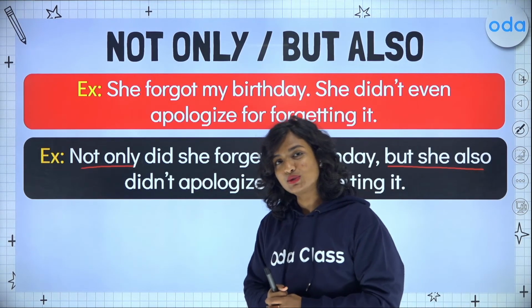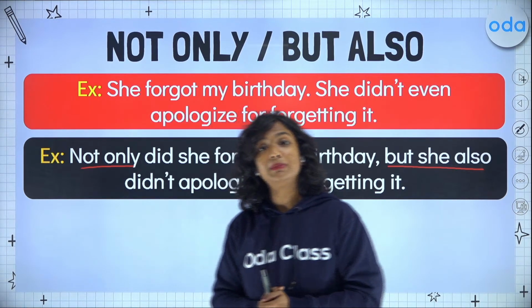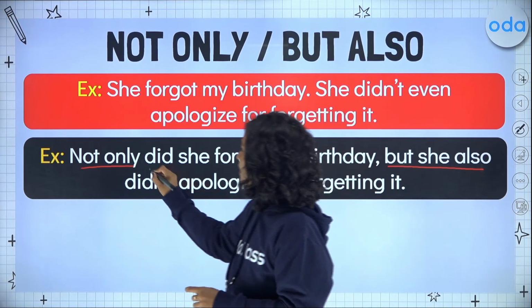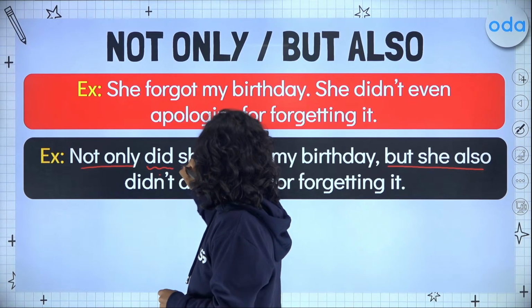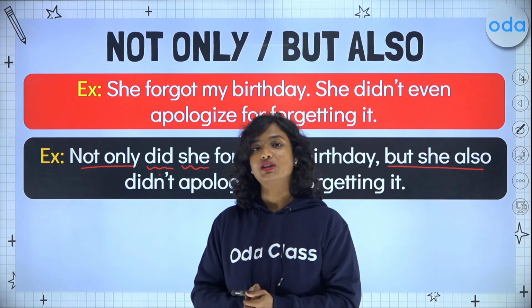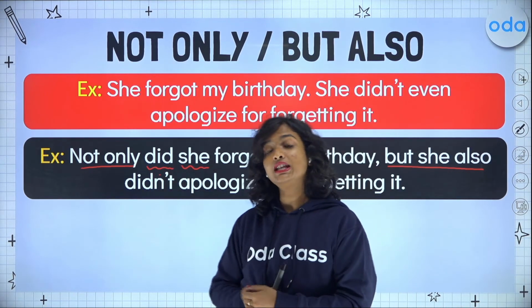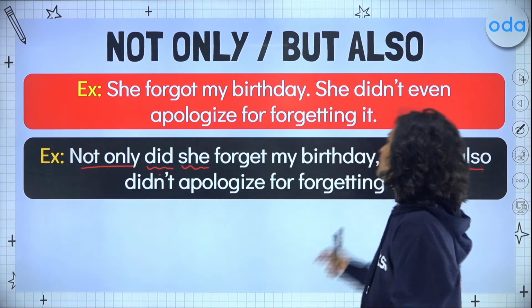Students, you also might notice that here, since we have used not only at the very beginning of the sentence, we have switched the places of our verb and our pronoun, or our verb and our subject. So this is something that you have to make note of if you are using not only but also.